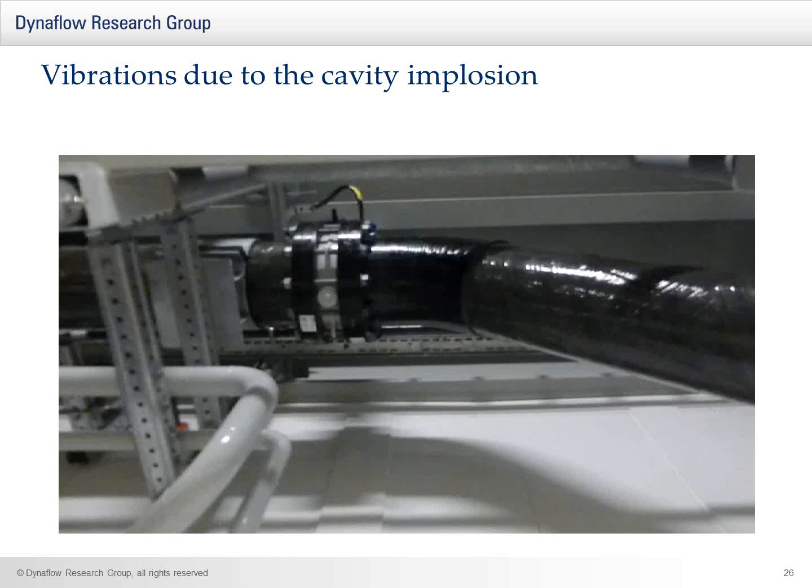Okay, what you're seeing in this video is the valve. This is the flange connection shortly downstream of the cavity, and the cavity is located on the right-hand side of the image. So play the video, and you'll see the pump shut down, and then you'll see a large force being applied to the piping and the vibrations that are associated with the collapse of the cavity.